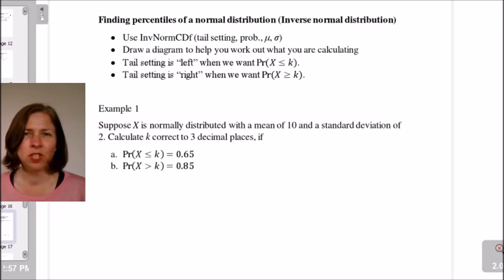But the good news is this is just a question of finding the right function on your CAS. Your CAS can basically do this for you. So we have to use something called the inverse normal CDF. And we need to know our tail setting, and I'm going to go and look at a graph to explain to you what I mean by the tail setting.